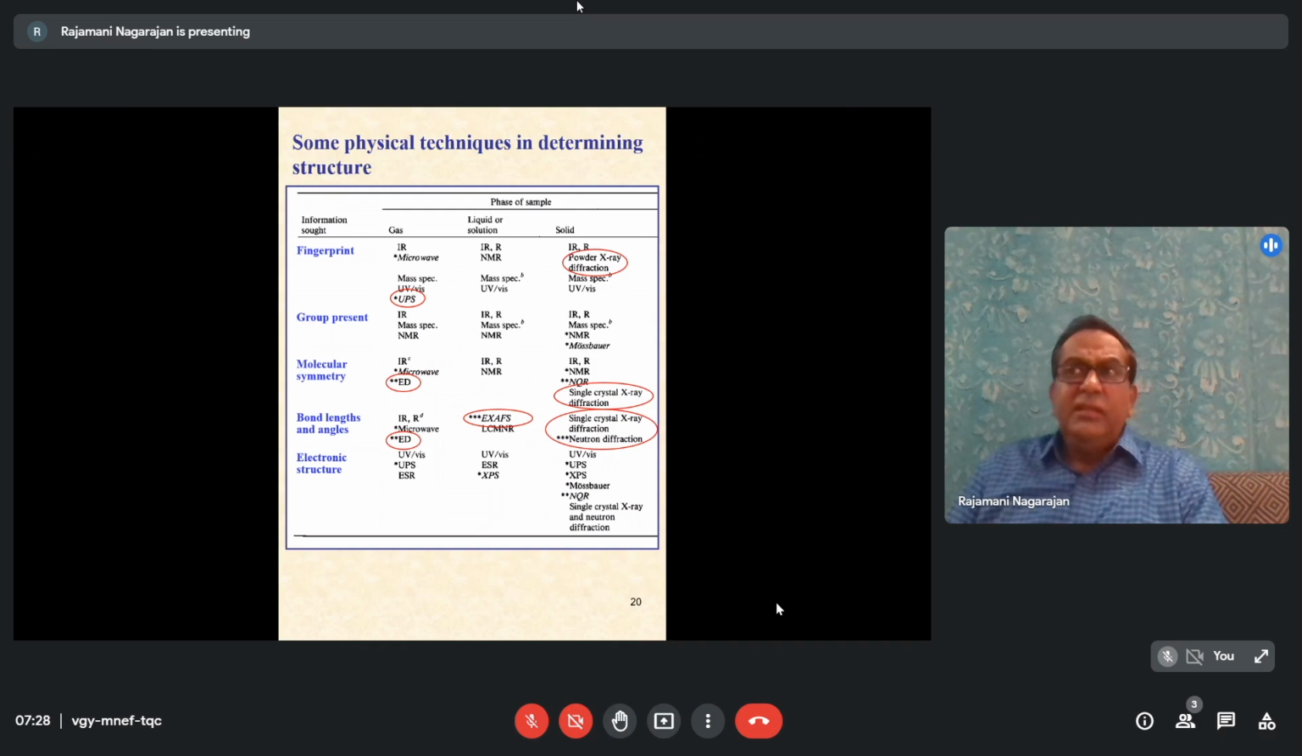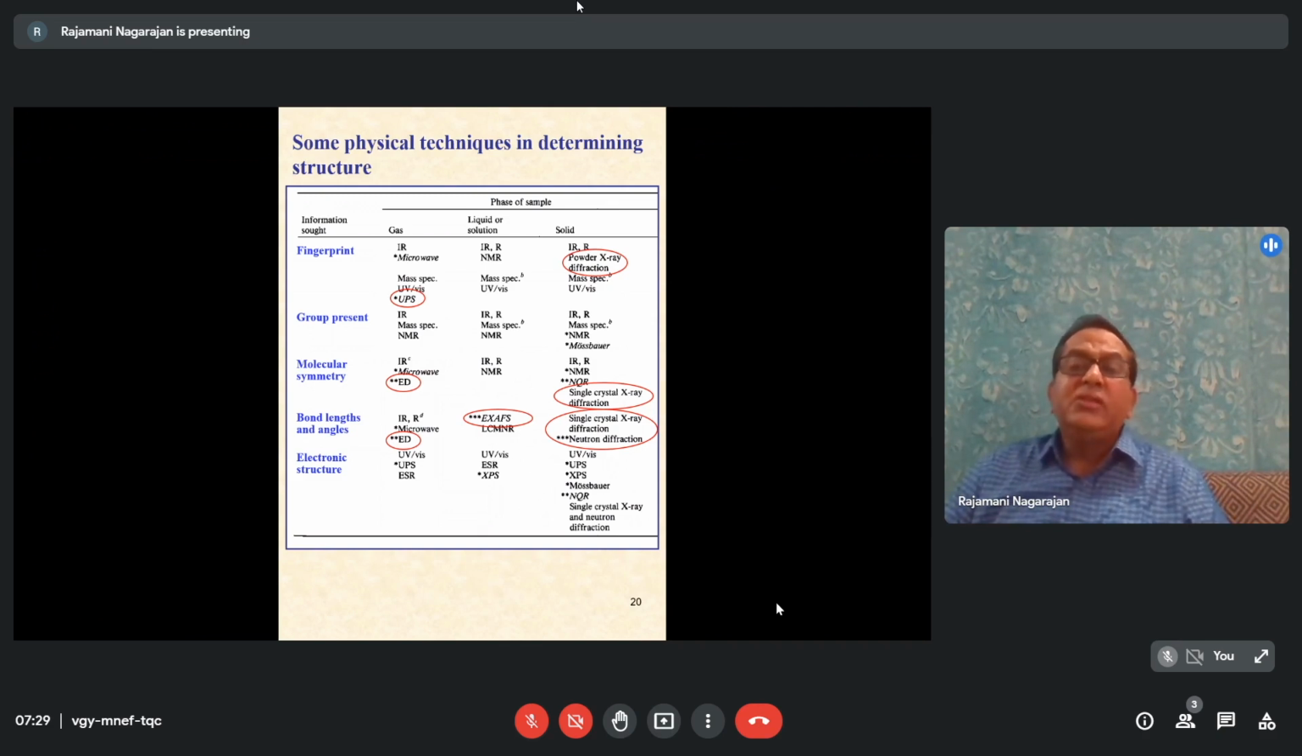If you want to determine the bond lengths and the bond angles of a molecule, if the molecule is present in the gaseous state, then we are going to make use of infrared and Raman, microwave spectroscopy, electron diffraction. And if it is a liquid or solution, then we are going to make use of a spectroscopy called EXAFS. What is EXAFS? Extended X-ray Absorption Fine Structure Analysis. And we also use LC-NMR.